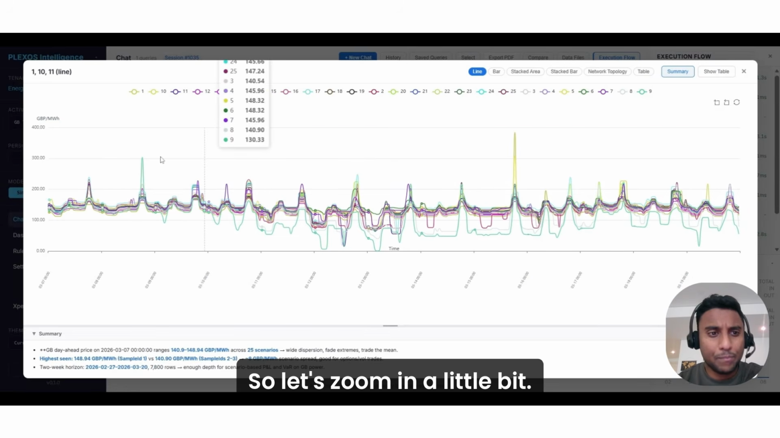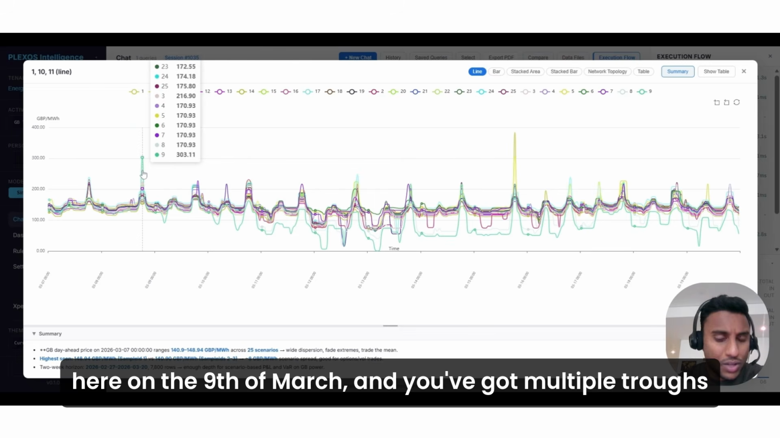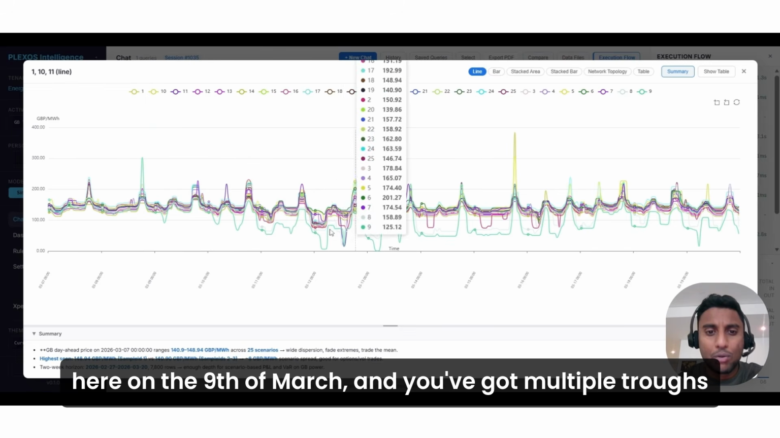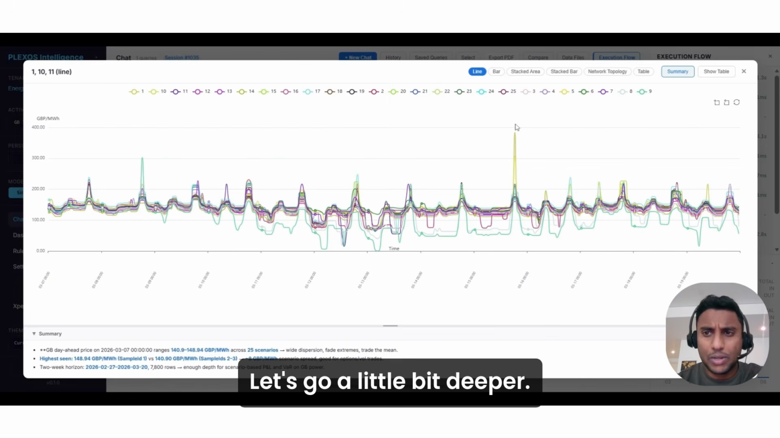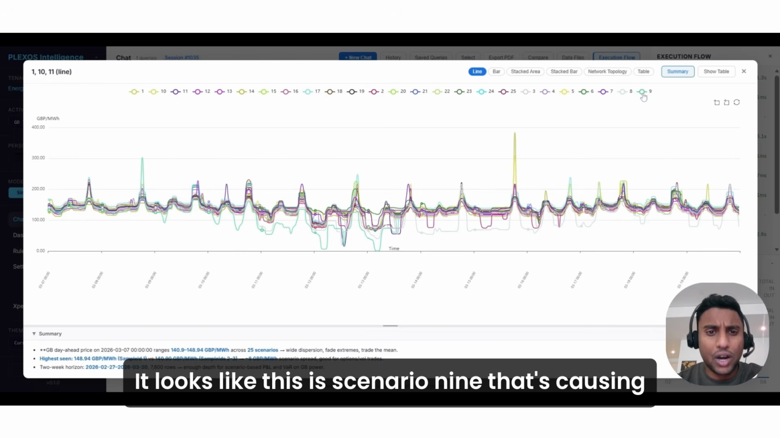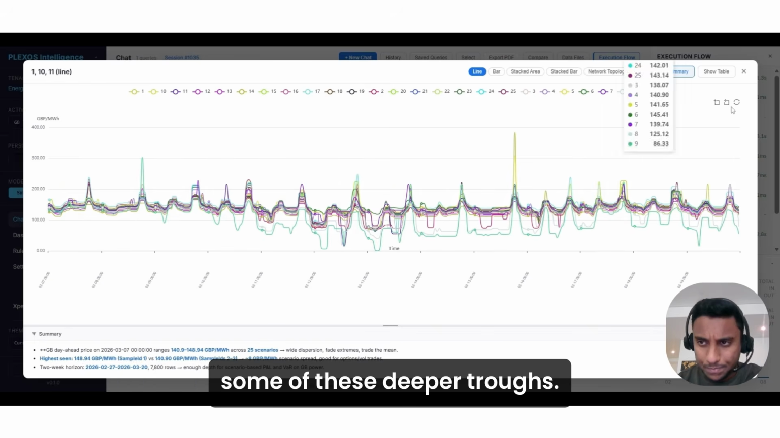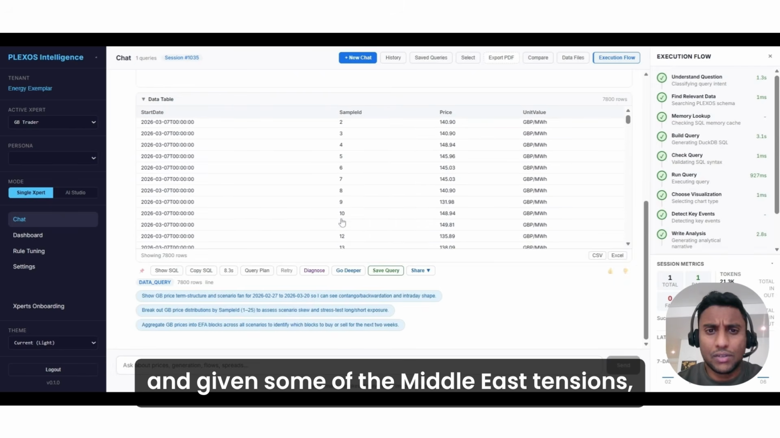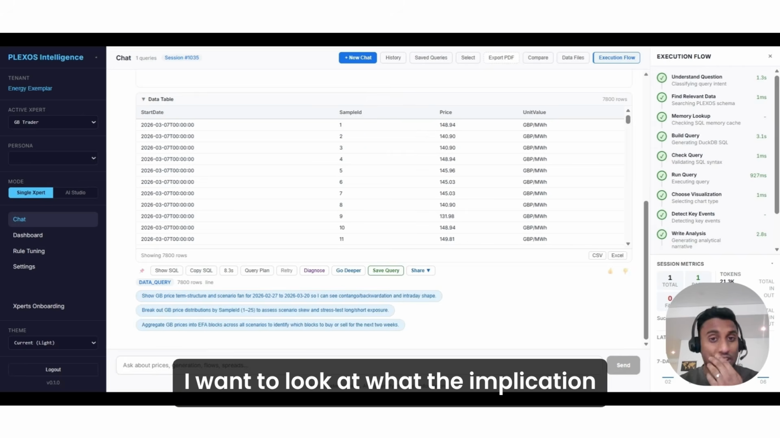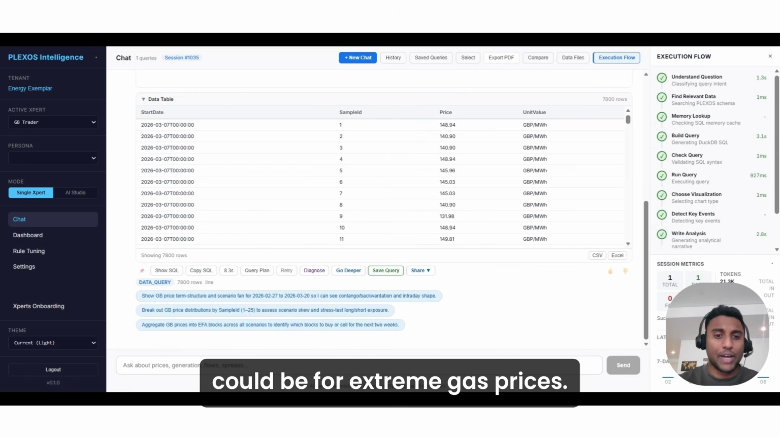So let's zoom in a little bit, and you can see here that you've got a peak on the 9th of March, and you've got multiple troughs coming on the 12th and 13th in certain scenarios. Let's go a little bit deeper. It looks like this is scenario 9 that's causing some of these deeper troughs. And so given that I'm quite interested in scenario 9 and given some of the Middle East tensions, I want to look at what the implication could be for extreme gas prices.